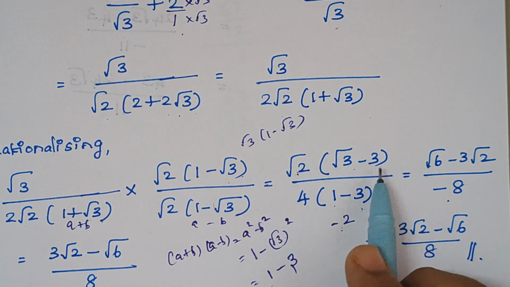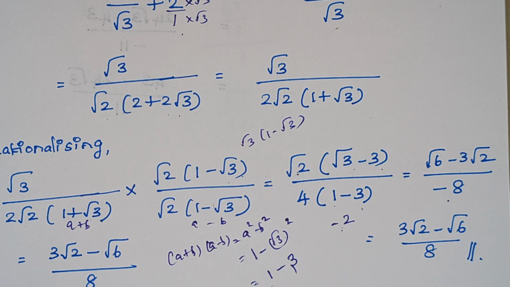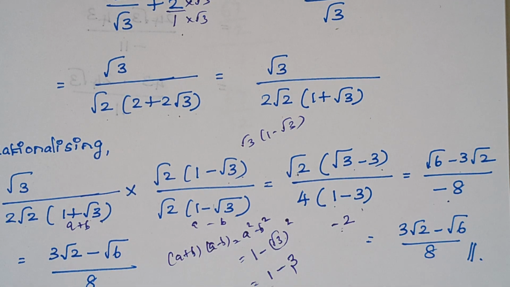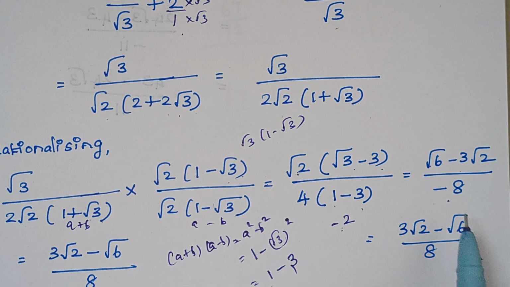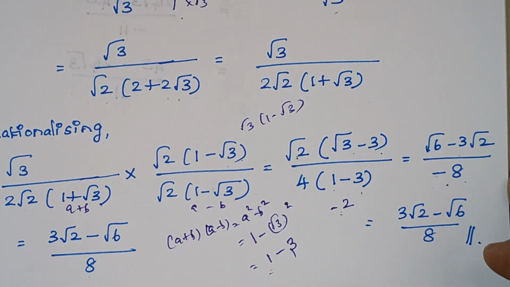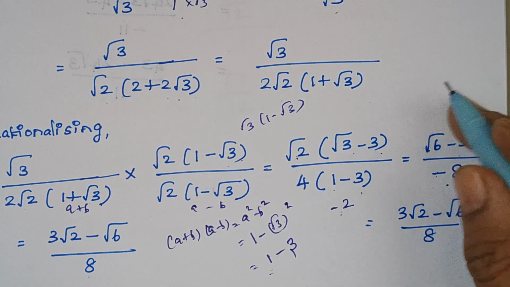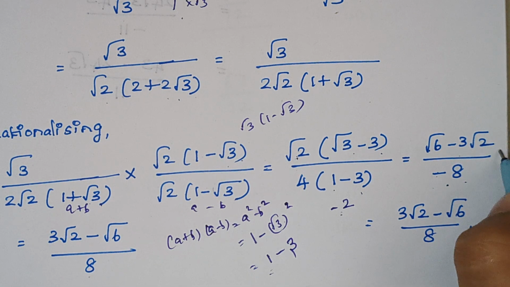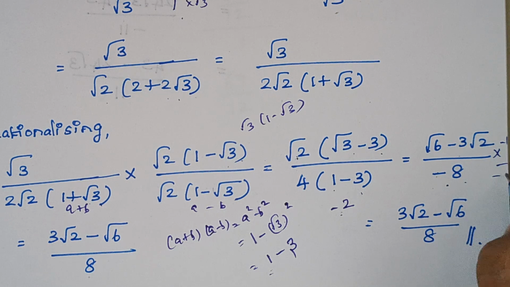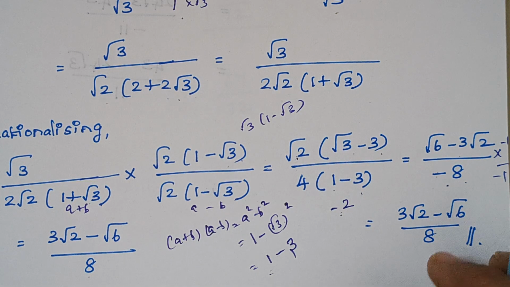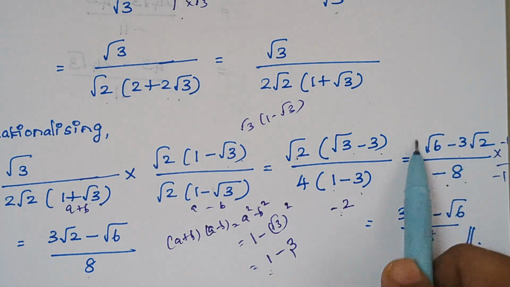And root 2 into minus 3 becomes minus 3 root 2. Right. So here again, I am having minus 8 at the bottom. Now I am going to multiply with this minus sign, that is minus 1, for both the numerator and denominator. So this entire part is multiplied by minus 1. So minus 1 divided by minus 1. So when you multiply this term by minus 1, what happens?